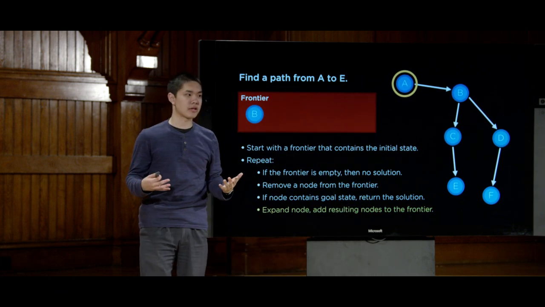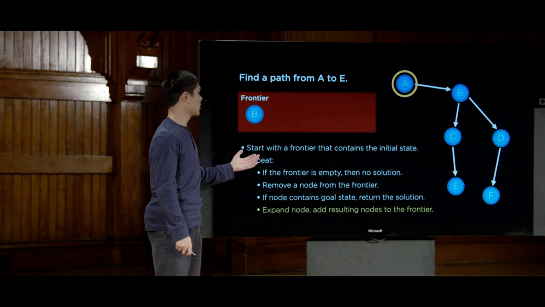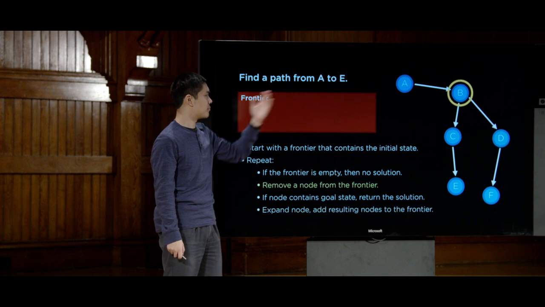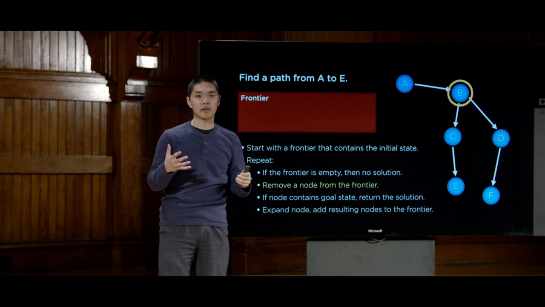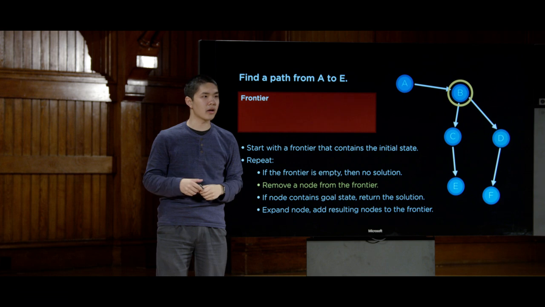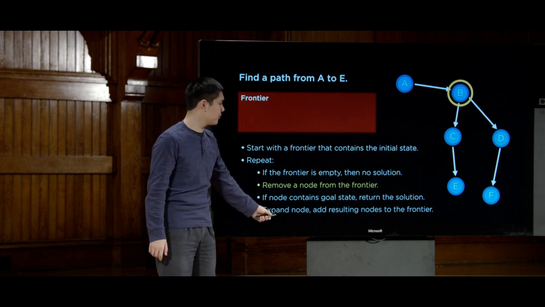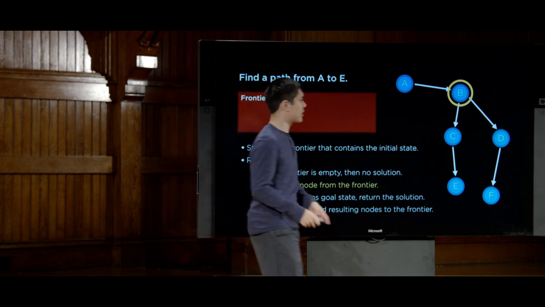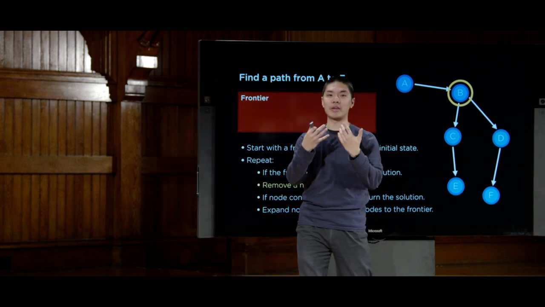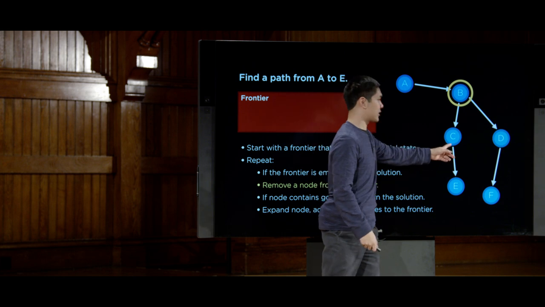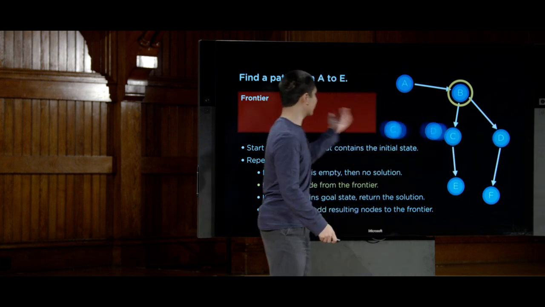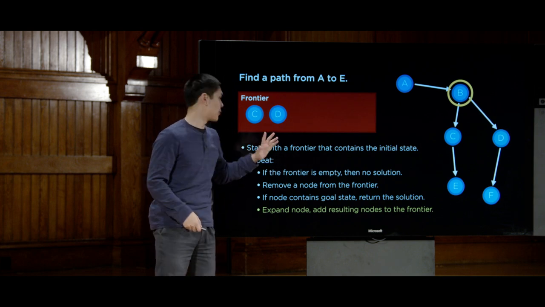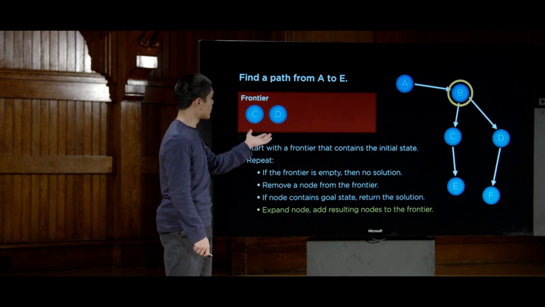And now B is in the frontier, and we repeat the process again. We say, all right, the frontier is not empty, so let's remove B from the frontier. B is now the node that we're considering. We ask ourselves, is B the goal? No, it's not. So we go ahead and expand B and add its resulting nodes to the frontier. What happens when we expand B? In other words, what nodes can we get to from B? Well, we can get to C and D. So we'll go ahead and add C and D to the frontier. And now we have two nodes in the frontier, C and D. And we repeat the process again. We remove a node from the frontier.